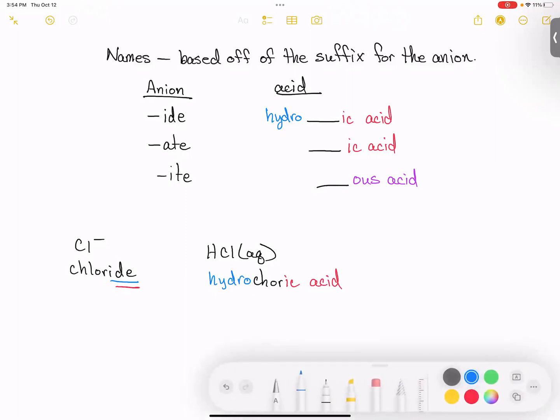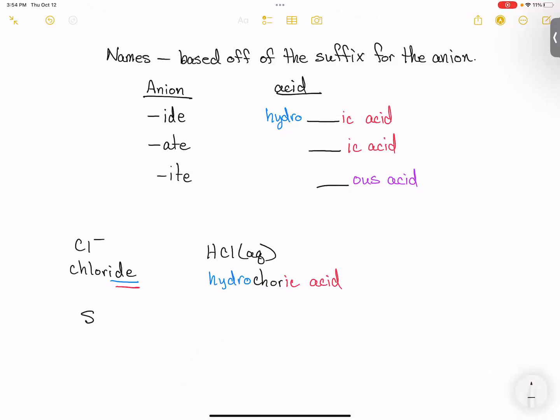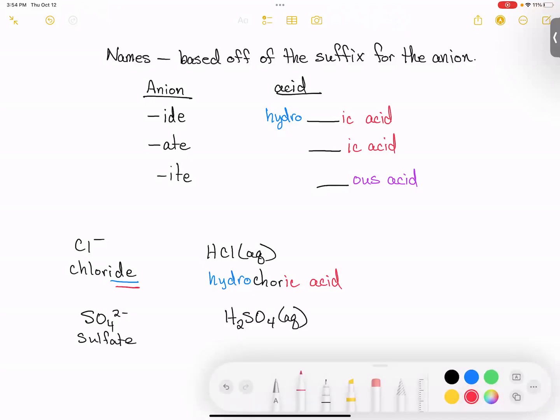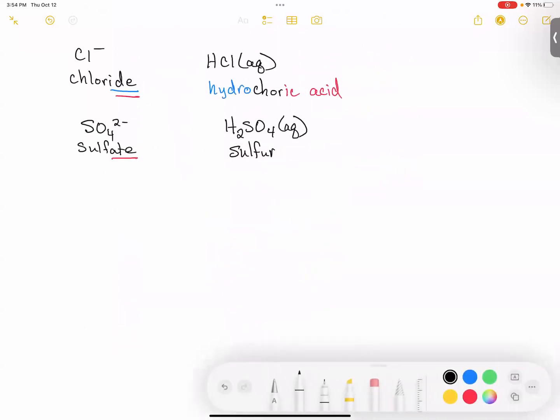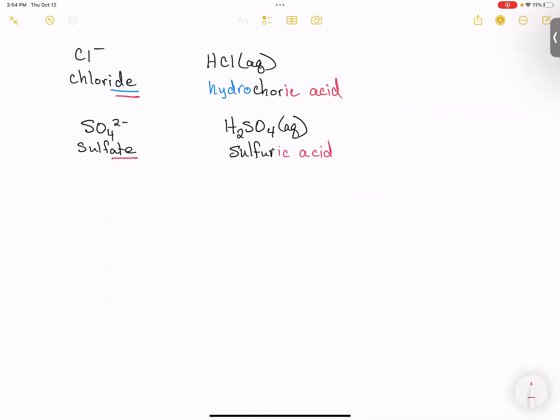Earlier, I said, okay, we have SO4 2 minus, which is sulfate. So the formula of the acid was H2SO4 aqueous. Because it ends in ATE, that means it's going to be sulfur, and then it's going to get the ending ic acid. So that is sulfuric acid.